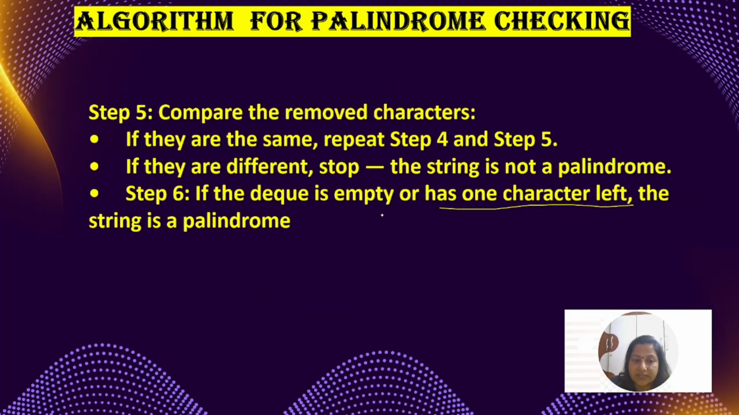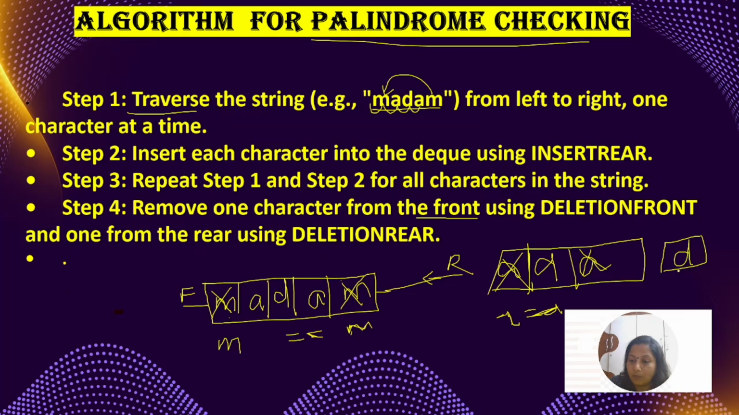Now what is the last step? If the deck is empty or has one character left, then you have to mention that the string is a palindrome. Now how many characters are we having left? Only one character. So you have to mention what? The string is a palindrome.